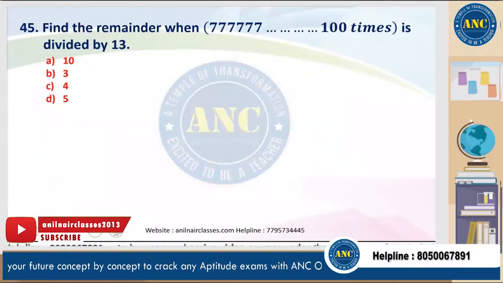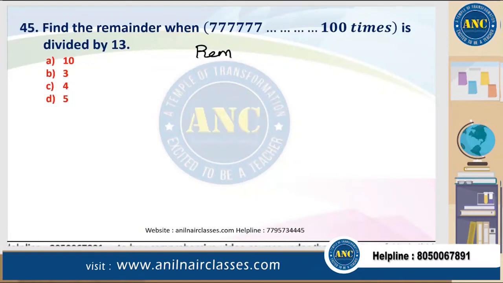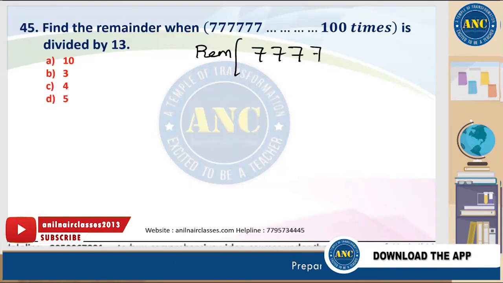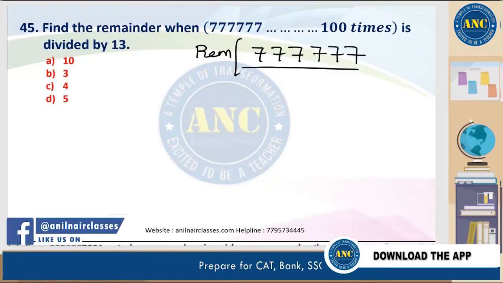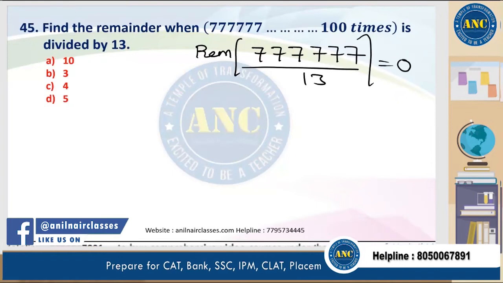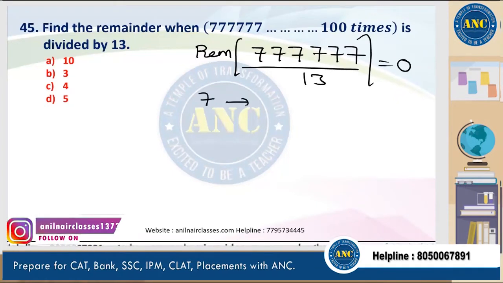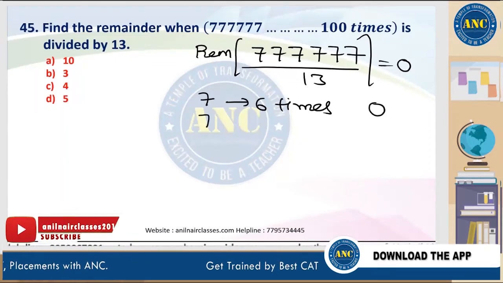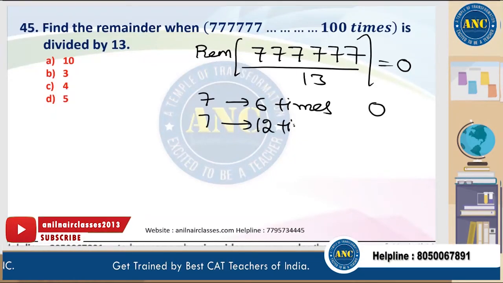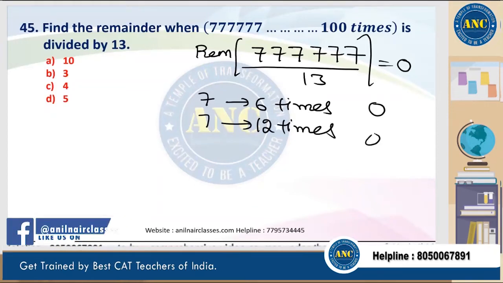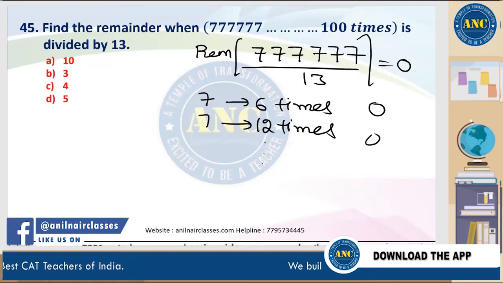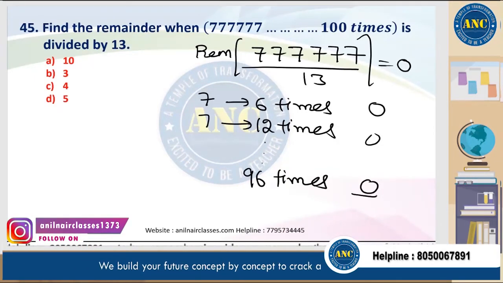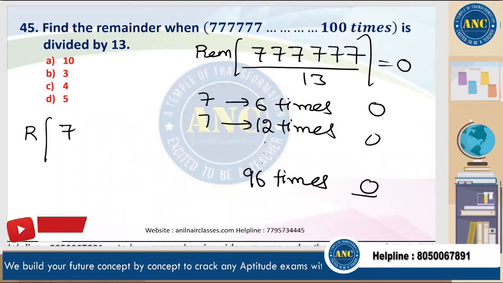Based upon this, the question is 777. 777 is a 3-digit number. If it is written 2 times, what will be the answer? 0. If 7 is written 6 times, the answer is 0. If 7 is written 12 times, here also it is 0, because 777 is written 4 times. So till 96 times, the answer will be 0. Only 4 sevens are left.